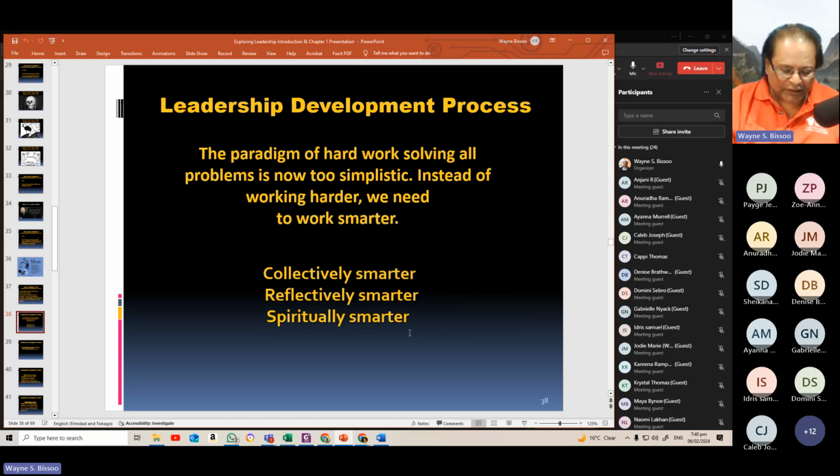All right. So whenever we're looking at any form of developmental process, it means that we have to begin to look at changing the way in which we think about things, which is what is referred to as a paradigm shift. All right. I have been told all my life if you want to get something done, you have to work hard at it. This model is going to tell us that paradigm is too simplistic. So instead of just working harder, we need to also work smarter. And when this model talks about working smarter, it's referring to collectively smarter, reflectively smarter, and spiritually smarter.